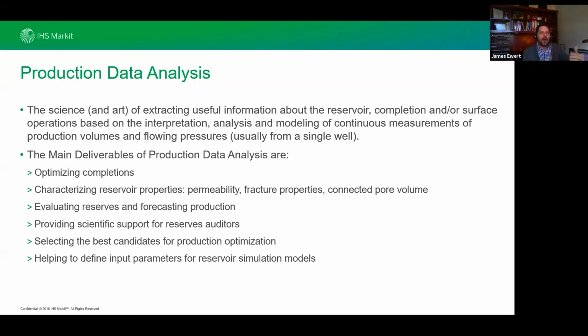Oftentimes with production data analysis, we want to characterize our reservoir properties in terms of permeability, fracture properties, connected pore volume. We want to evaluate our reserves and forecast production. We want to provide scientific support for reserves auditors. And we want to select the best candidates for production optimization. If there's a well that isn't doing as well as it could be, and we could just make a smaller investment and reap the rewards of more EUR, we want to identify those, because that again is going to make us more profitable in the end.